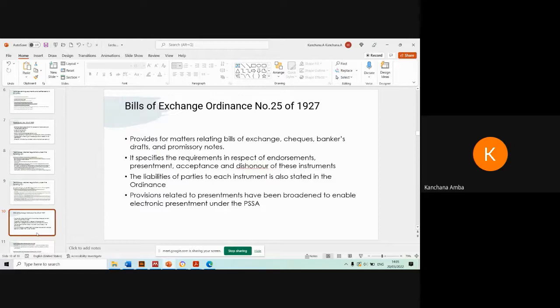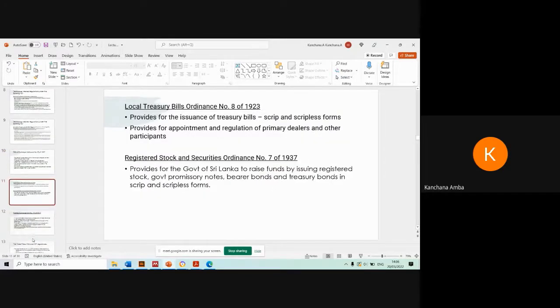Now, in the PSSA, when we learned about the check imaging and truncation, it provides for electronic presentment, right? So the provision related to presentment has been broadened to enable electronic presentment under the Payments and Settlement Systems Act. So the requirement that the bank has to physically present the check is no longer there, but the customer still has to come and present the check to the bank. Then you have regulations relating to government treasuries, which are also covered under the Payments and Settlement Systems Act because it has provisions for payments of funds and securities, right? So the security sections are covered by these two acts.